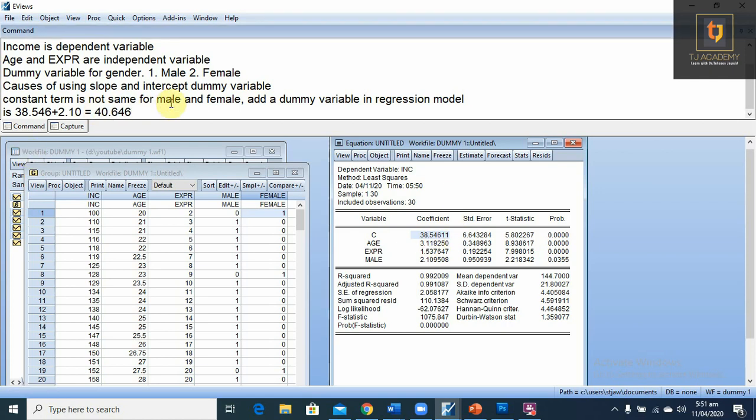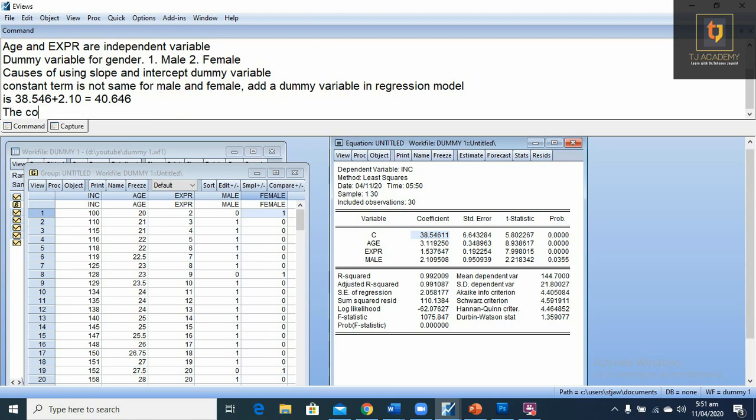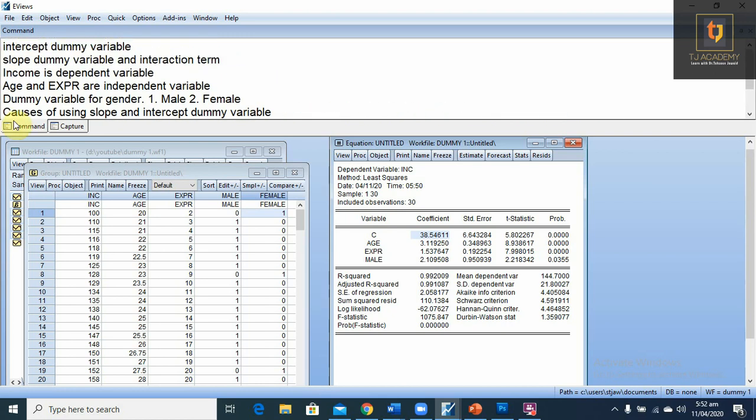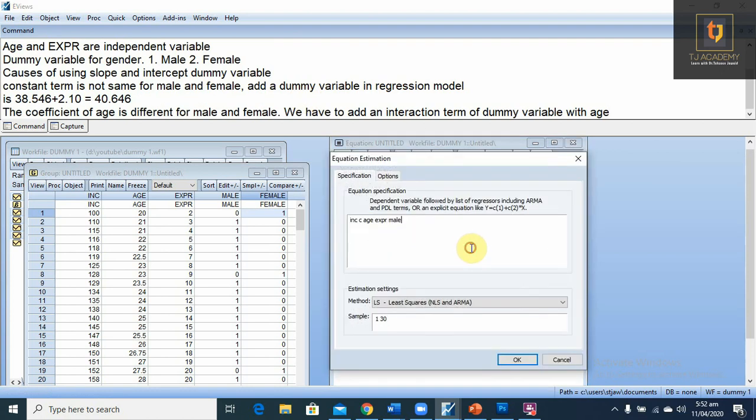But if researcher argue that the coefficient of age is different for male and female, in this case we have to add an interaction term of dummy variable with age. In this case, if you multiply male with age, this is called an interaction term.